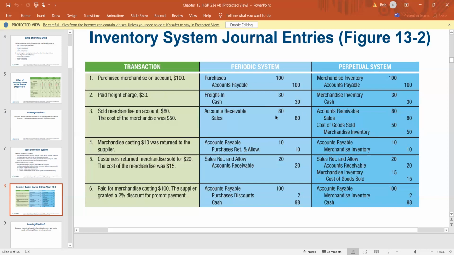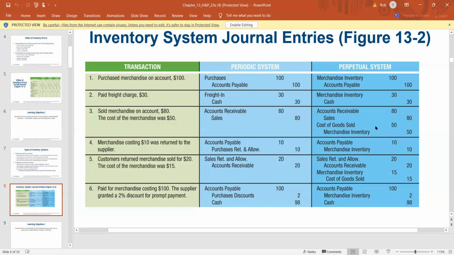The key difference. We sold merchandise for $80 that cost us $50. Periodic method, we debit accounts receivable, we credit sales. Under this method, we do the same thing. We debit accounts receivable and we credit sales. No difference there. But under the perpetual system, we record the cost of goods sold with every single sale.